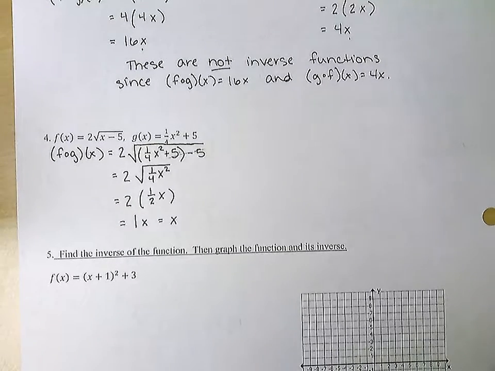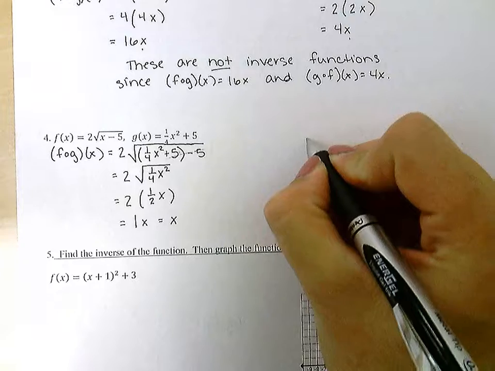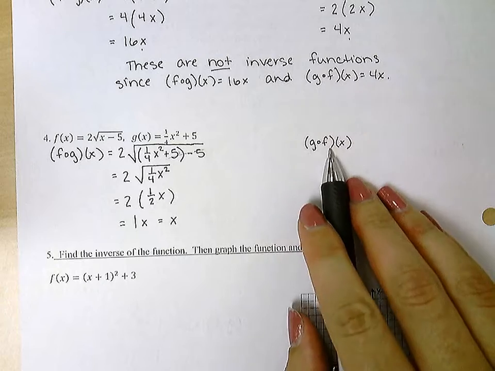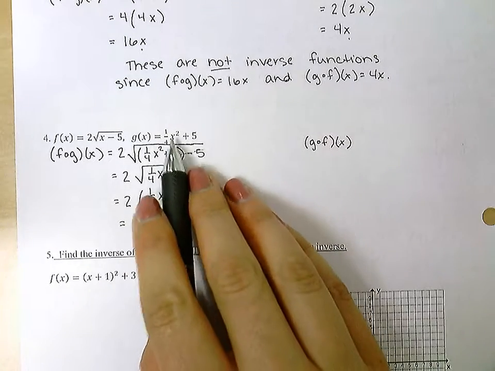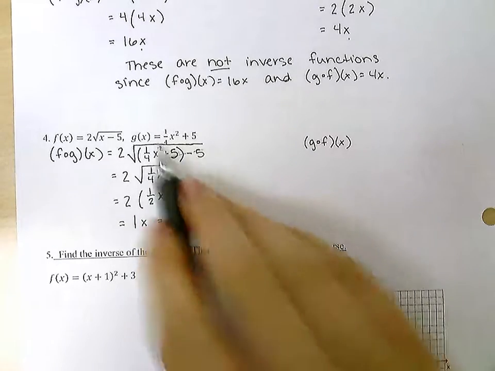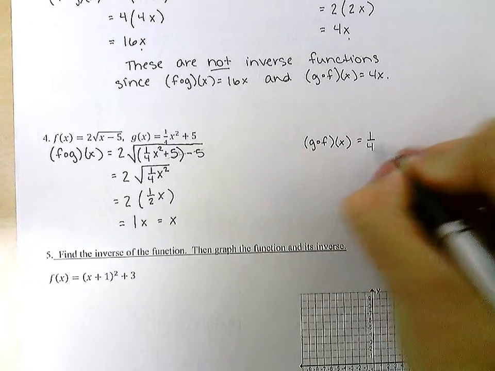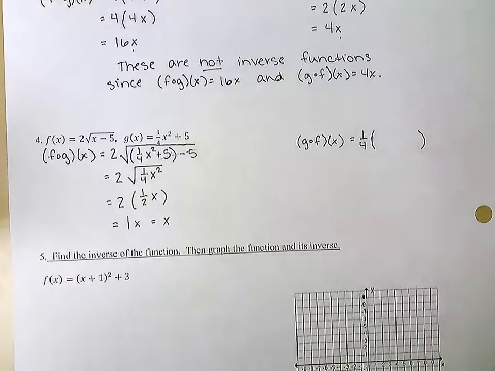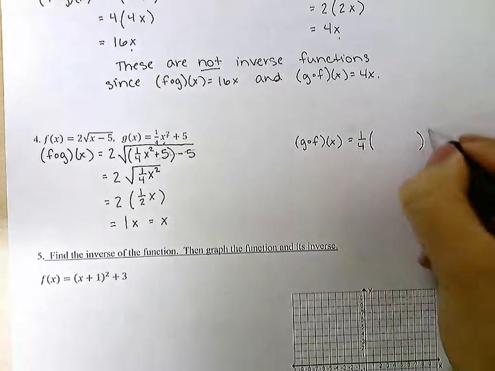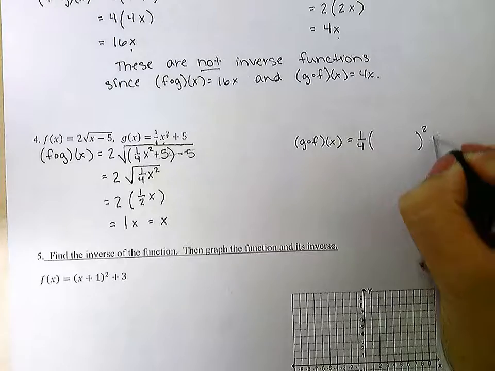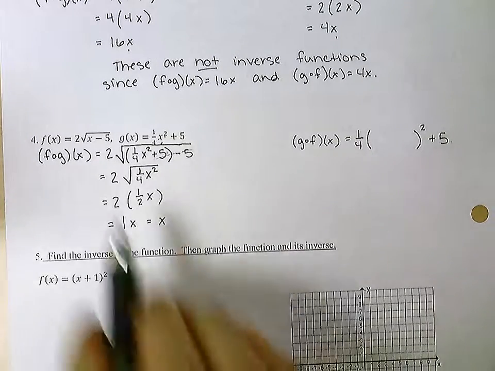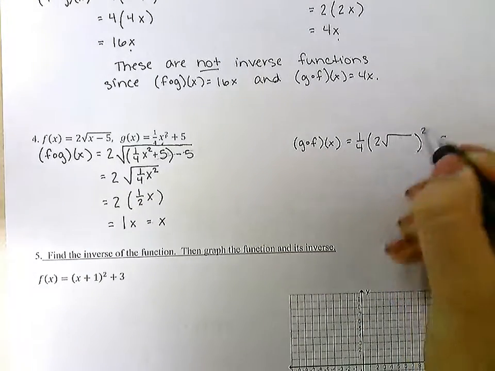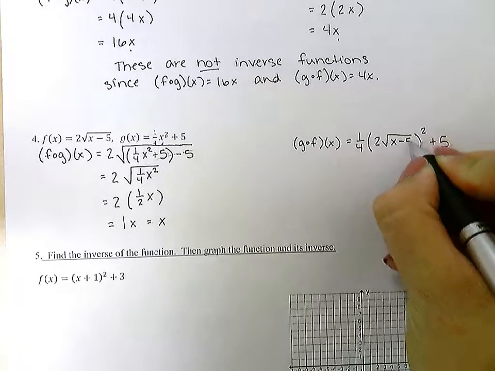So now I want to check my g of f of x function. Okay, so we have g of f of x. So this is where I'm plugging in my f of x function for my x in g. So starting with my g function over here, I would have 1/4. Okay, my x is here, so I'm going to make my open parentheses. Now that x is squared, so I need to square whatever is in my parenthesis and add on a 5. So now I can plug in my f of x function, which is 2 times the square root of x minus 5.